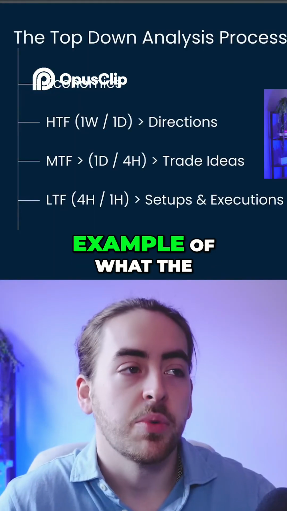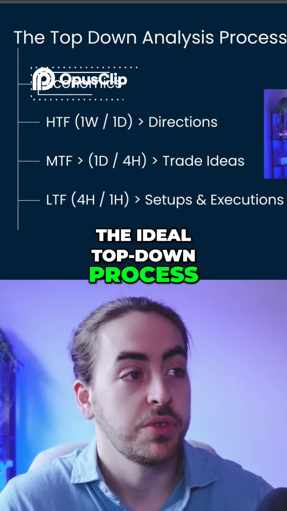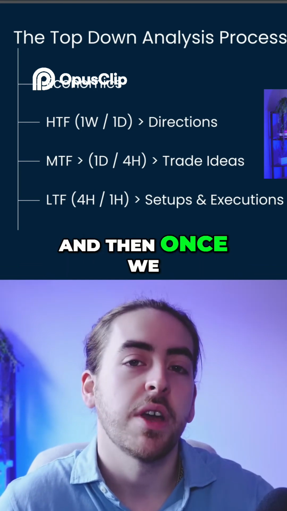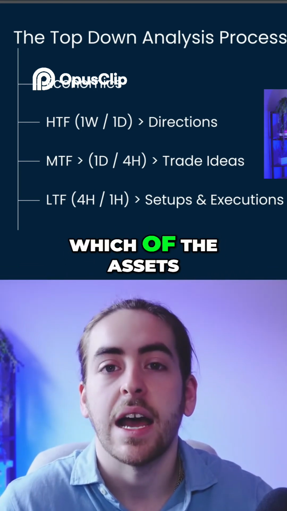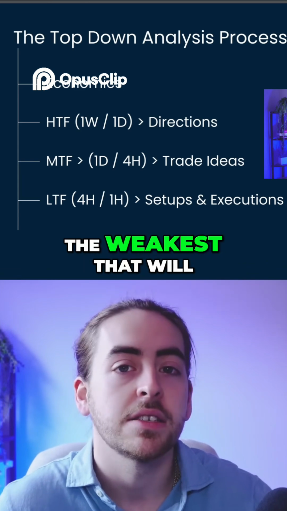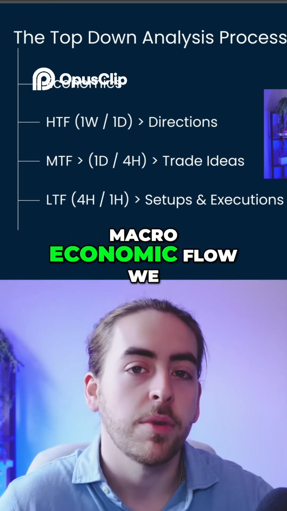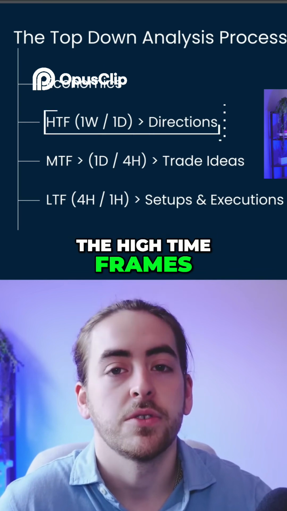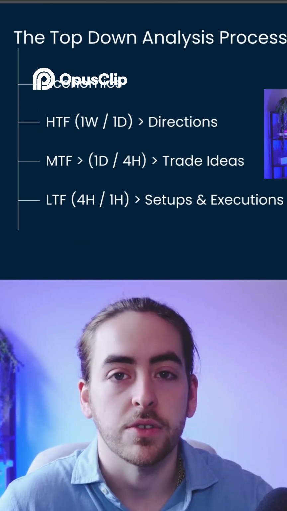So here is an example of what the top-down analysis process would look like. The ideal top-down process would start with economics, and then once we have a macro backing, an understanding of which of the currencies we're looking to trade or which of the assets is the strongest and the weakest, that will be the first basis for our trade. When we understand the macroeconomic flow, we will then look at the high timeframes. So this is around the weekly and the daily timeframes to just identify the direction of the trend.